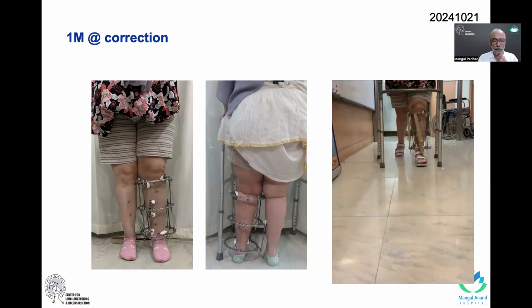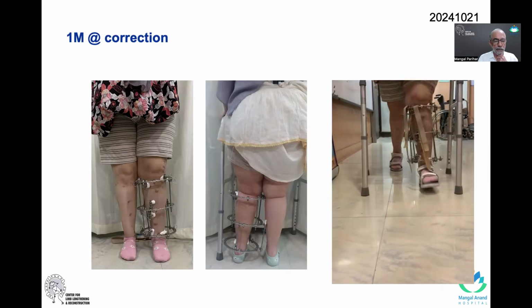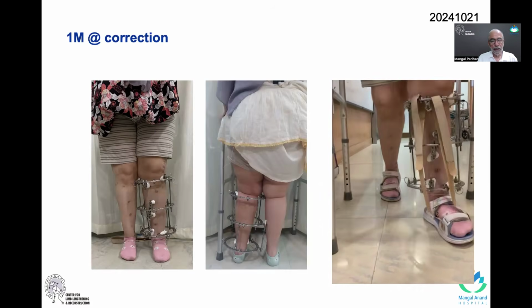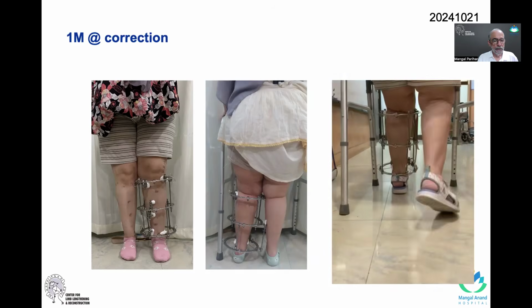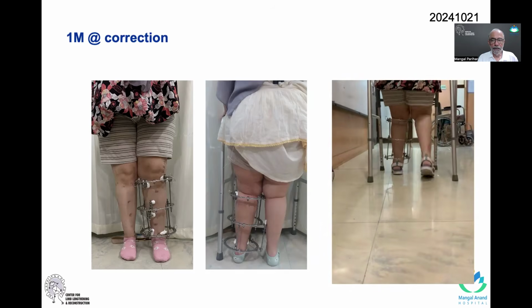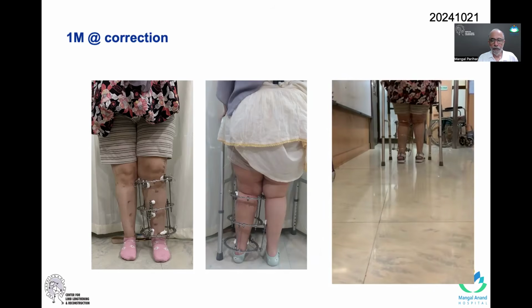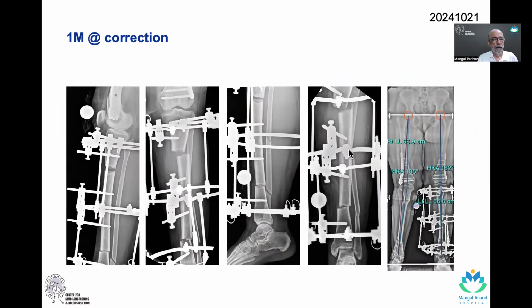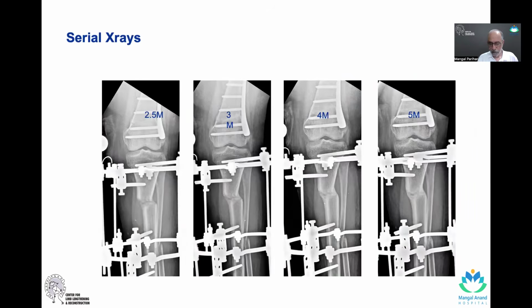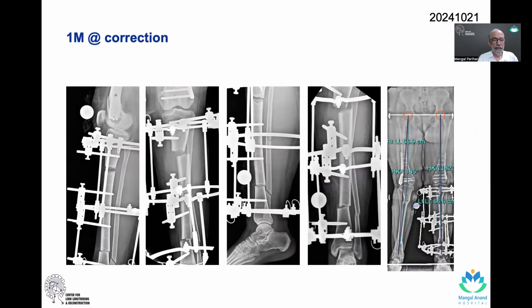She didn't have much of a rotation over here, so we got away with just the angular correction in terms of the rotation. You can see the patella and the foot are facing straight forward. And those are the X-rays at the end of correction.